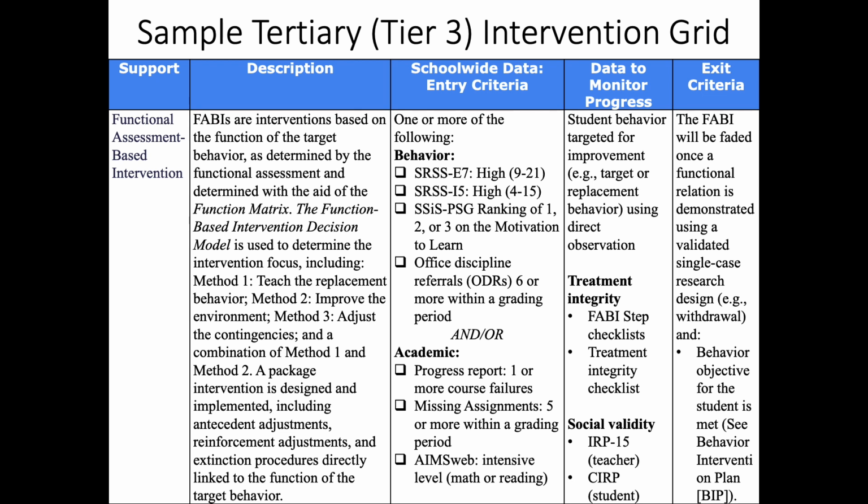But regardless, we want to make sure that we have in those grids at Tier 2 grids and Tier 3 grids all the listings of what's available for kids who need more than Tier 1 has to offer. And it's not just about remediation, it's also about enrichment. So these could be opportunities for kids to stretch. It might be a book study and so on.